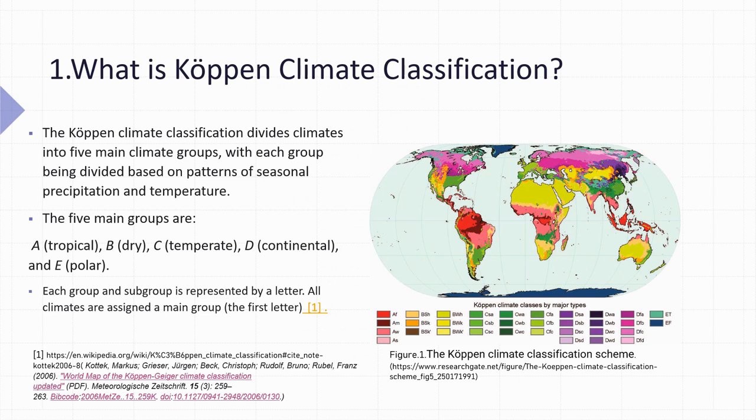So, the Koppen climate classification divides climates into 5 main climate groups, with each group being divided based on patterns of seasonal precipitation and temperature. The 5 main groups are A. Tropical, B. Dry, C. Temperate, D. Continental, and E. Polar. Each group and subgroup is represented by a letter. All climates are assigned a main group, the first letter.